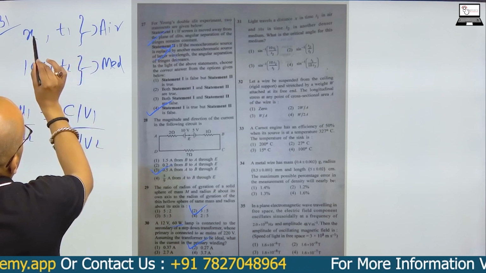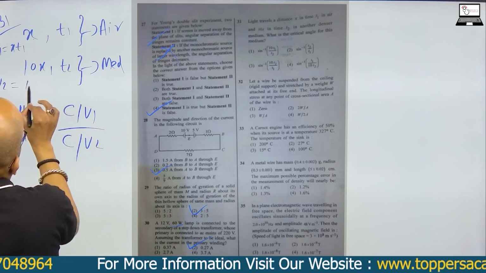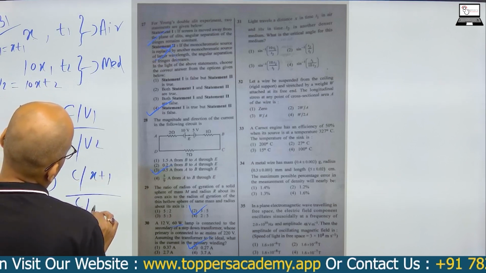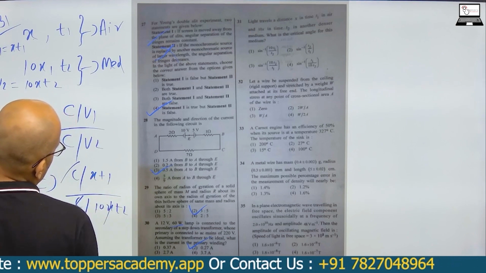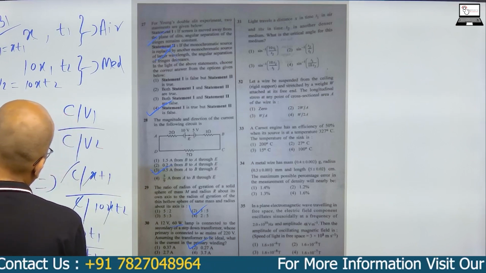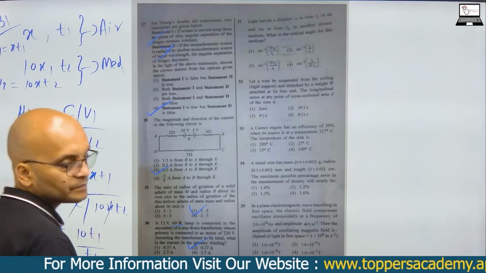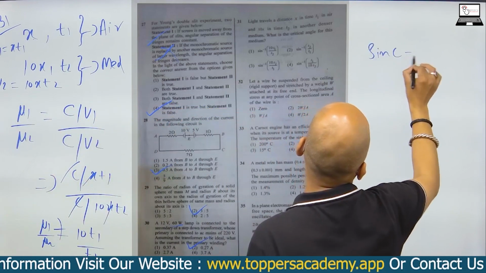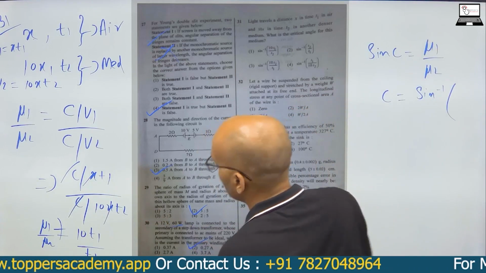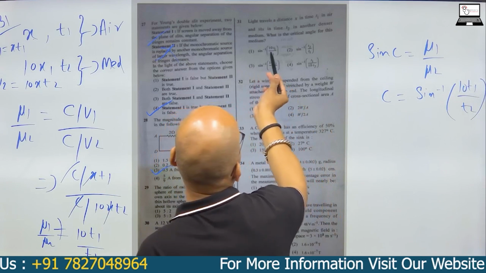What is V1? Multiply x into T1, x T1. What is V2? Multiply the distance with time, 10x T2. So C upon x T1 upon C upon 10x T2. C cancelled, x cancelled, 10 will go to the numerator, 10 T1 upon T2 is equal to mu1 upon mu2, yes or no? Hence sin C is equal to mu1 upon mu2, so C is equal to sin inverse of mu1 upon mu2, which is 10 T1 upon T2. So this is option 1.